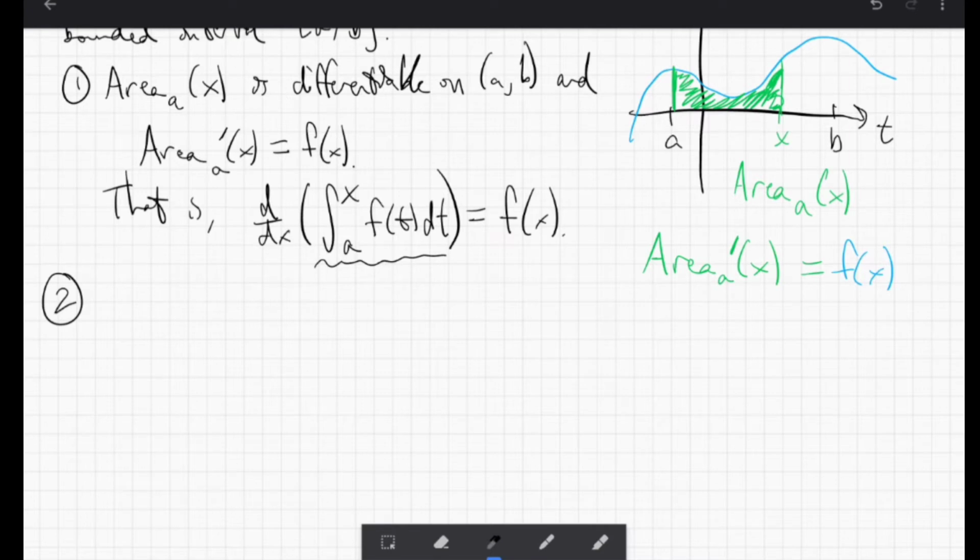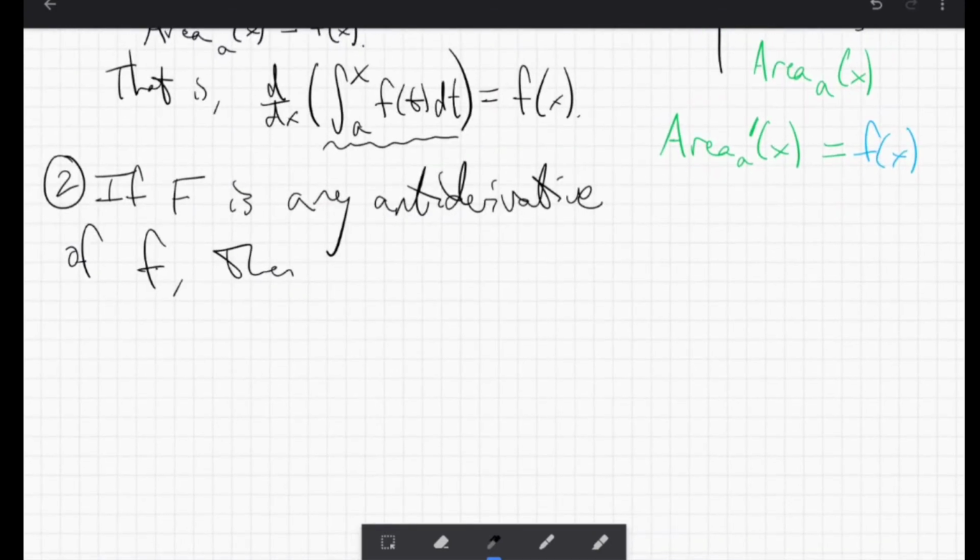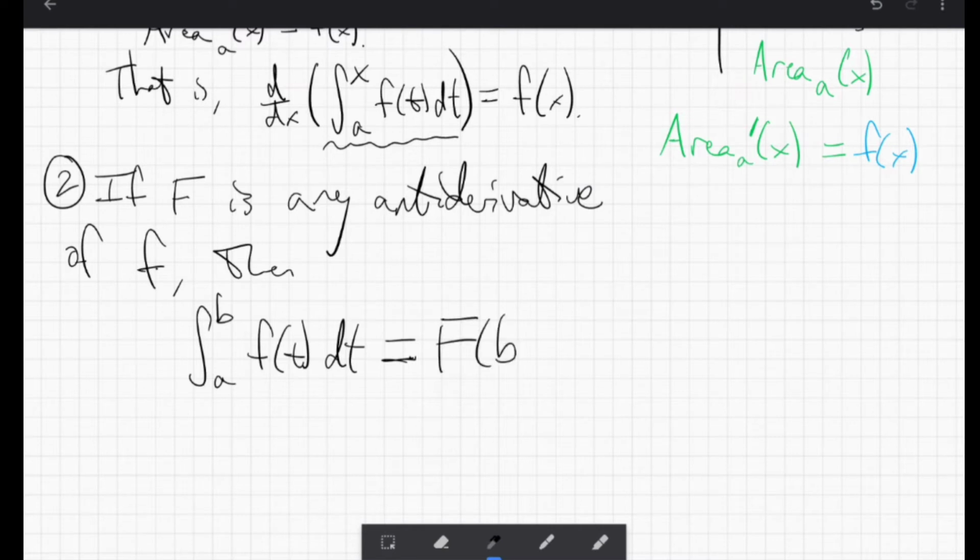So the second part of the fundamental theorem says that if capital F is any antiderivative of little f, then the integral from a to b of f of t dt is equal to capital F of b minus capital F of a.